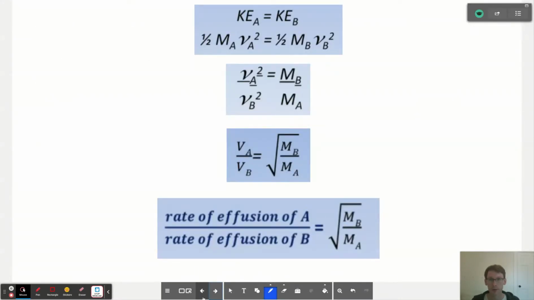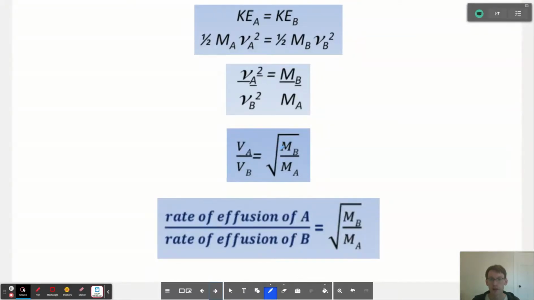So let's play around with this, with what we know. If we're talking about two gases at the same temperature, therefore having the same kinetic energy, we know that the kinetic energy of gas A and the kinetic energy of gas B are the same. We also know 1/2 mv squared for one of them is equal to 1/2 mv squared for the other. We can rearrange these. If I get rid of the 1/2s and divide by the velocities on both sides, I can get to here. And if I take the square root of both sides, I can get to here.